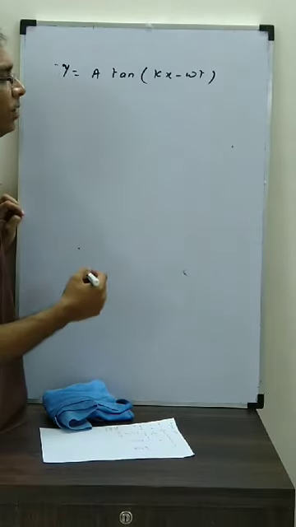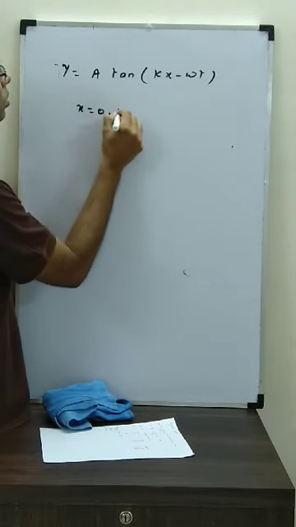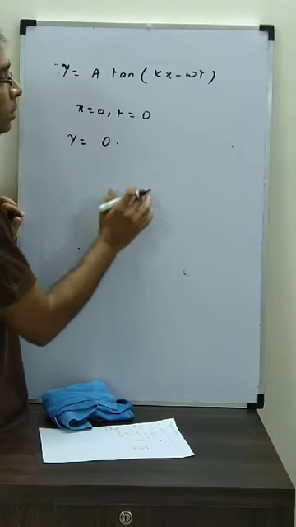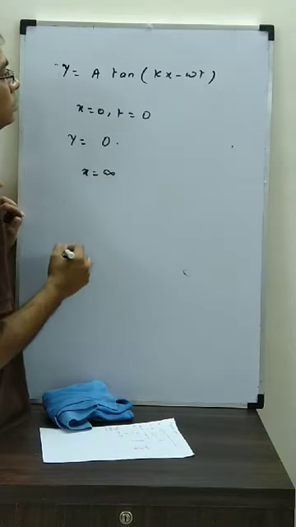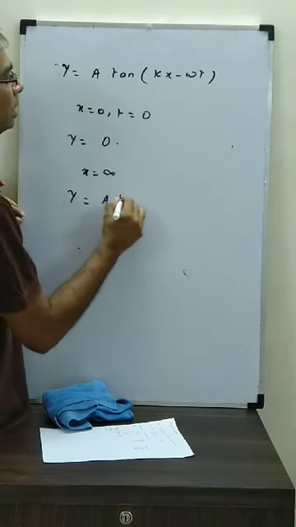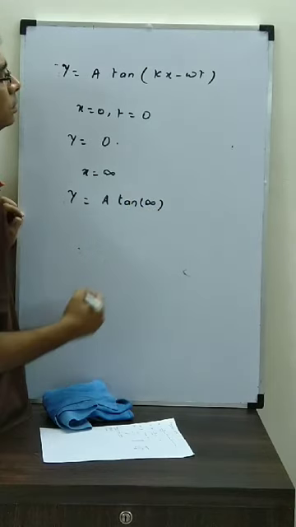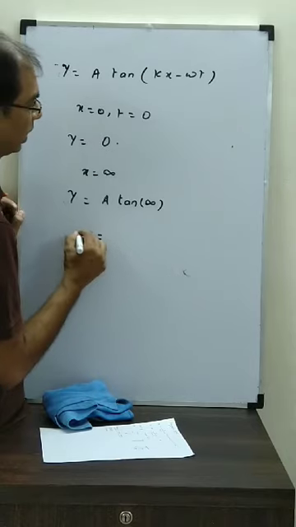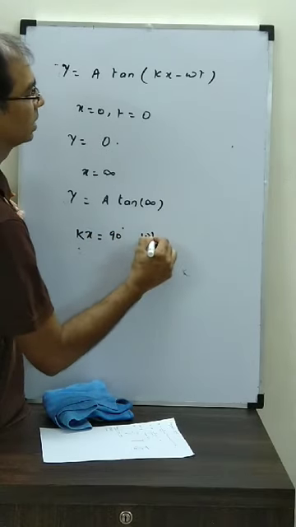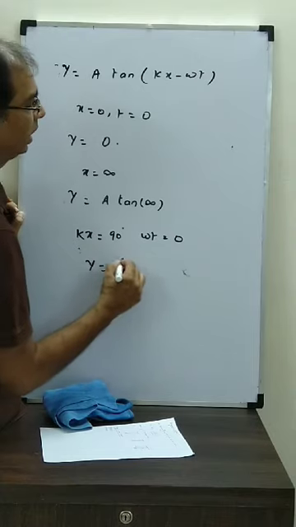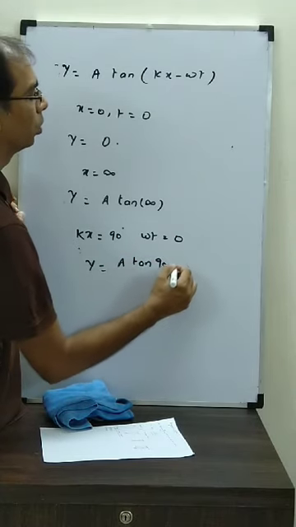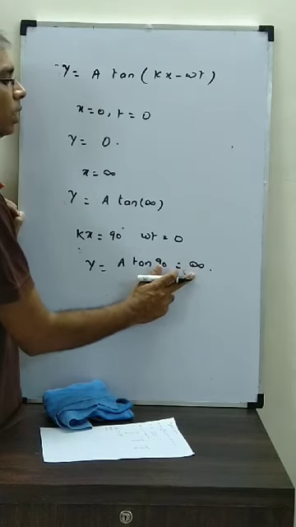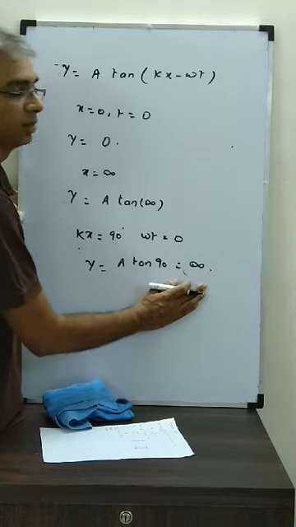Other question, is it defined everywhere? If you take x equal to 0, t equal to 0, then y equal to a tan 0 will become 0. Okay, defined. But if I take x equal to infinity, then y equal to a tan infinity. Or if I suppose kx value is 90 and omega t is 0, then this will become y equal to a tan 90. Is it defined? No, its value is infinite. It is undefined. Here also undefined. And for some other values also it can be undefined.